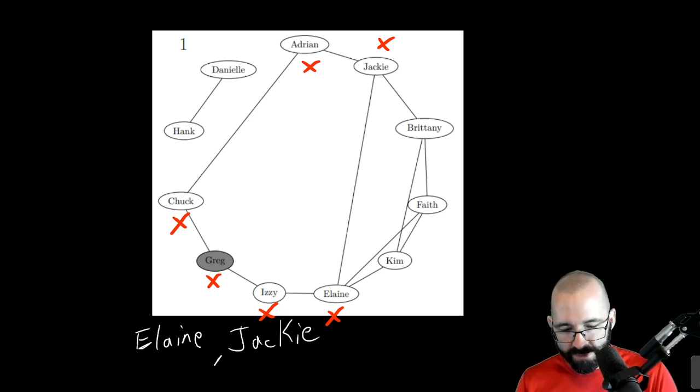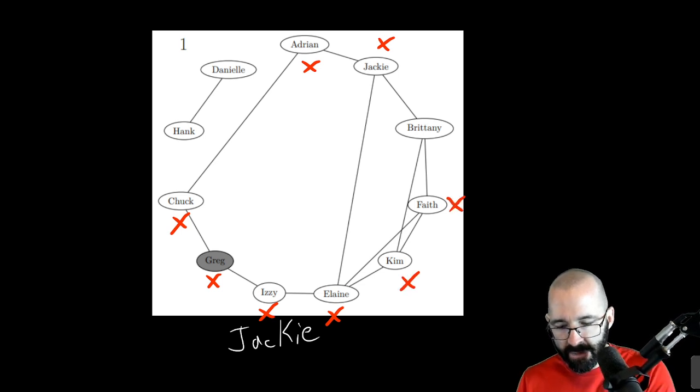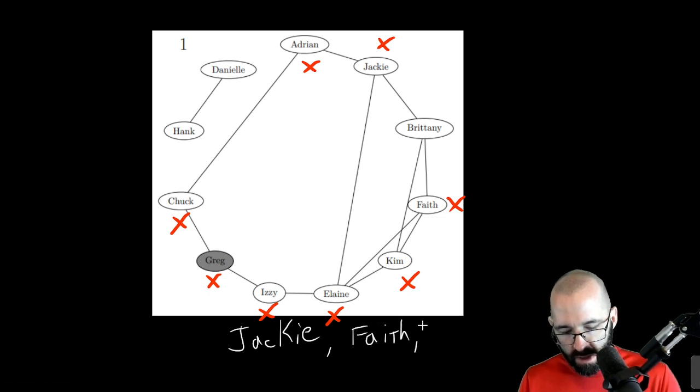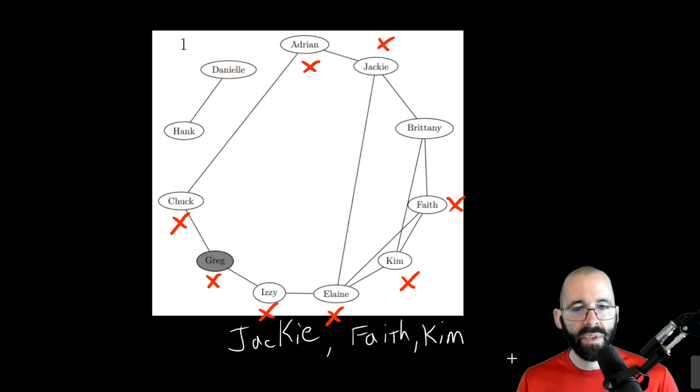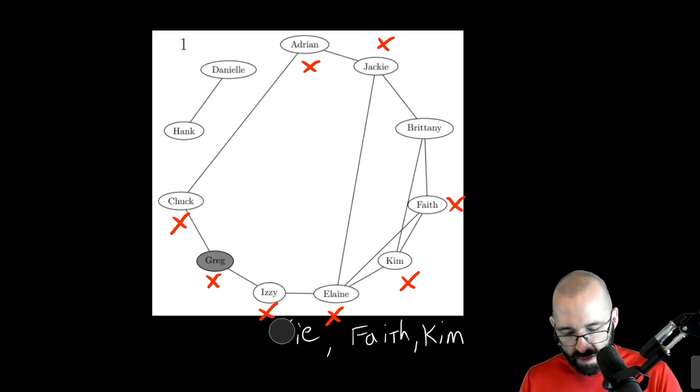All right, so it's Elaine's turn. Take her out of the queue. Do whatever we need to do to mark Elaine. And then what's connected? Faith and Kim. So add both of those in any order. All right, just like so. We're good to go. Then we'll do Jackie.